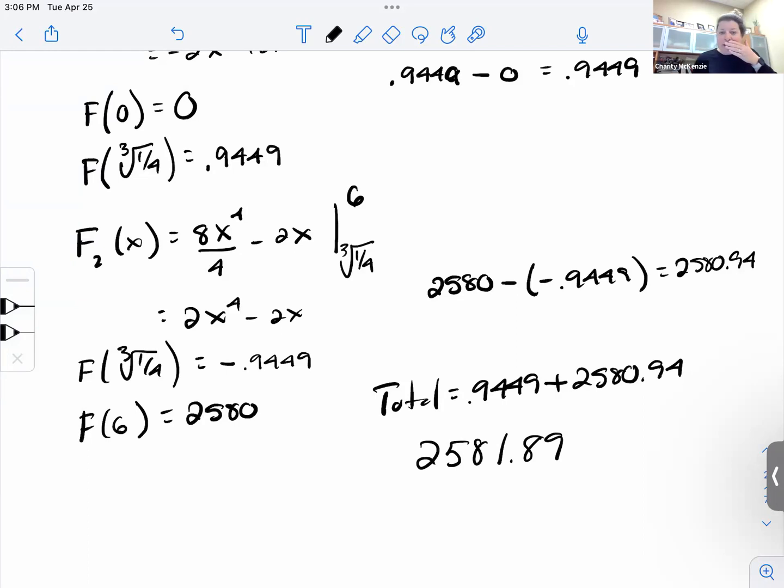Cool. So not too bad by hand, right? Really, we've done the antiderivative. It helps us reiterate why we're learning that.